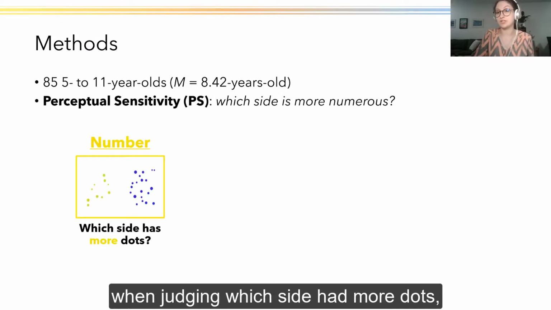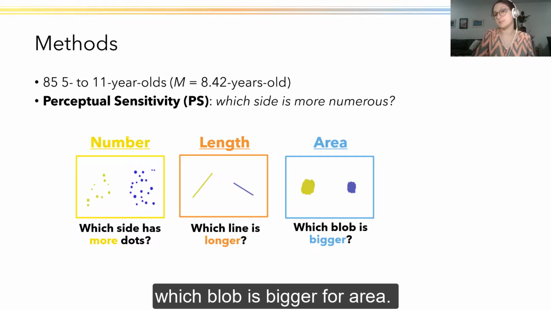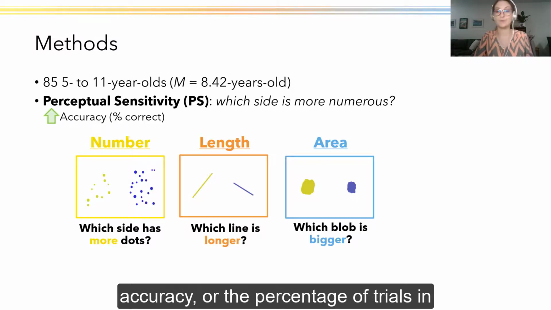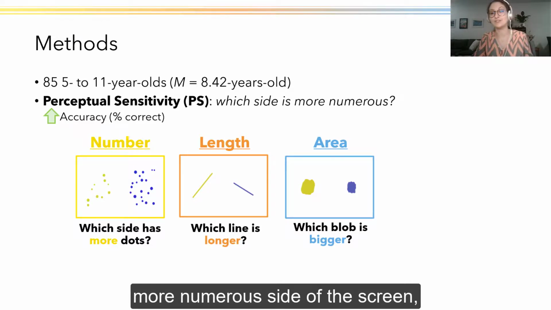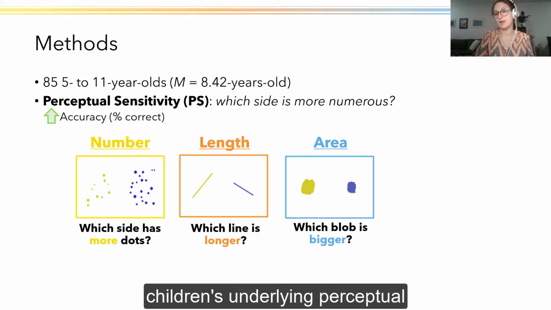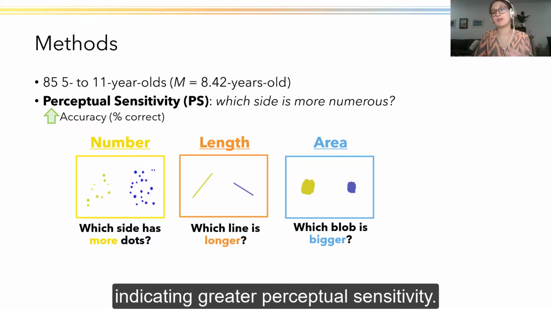For number, when judging which side had more dots, which line is longer for length, or which blob is bigger for area. And to vary difficulty, each trial varied in one of 4 ratios, and accuracy, or the percentage of trials in which children correctly identified the more numerous side of the screen, was used as a measure of differences in children's underlying perceptual representations, with higher accuracy indicating greater perceptual sensitivity.